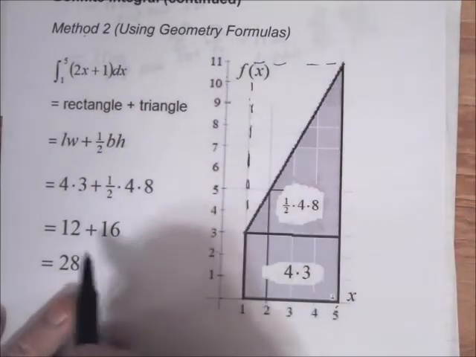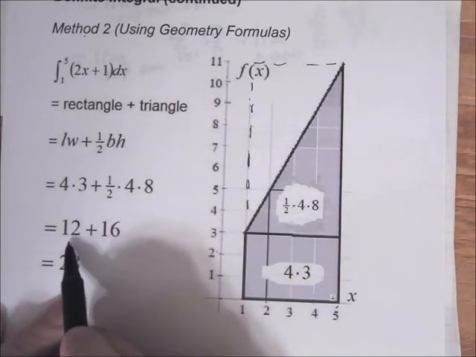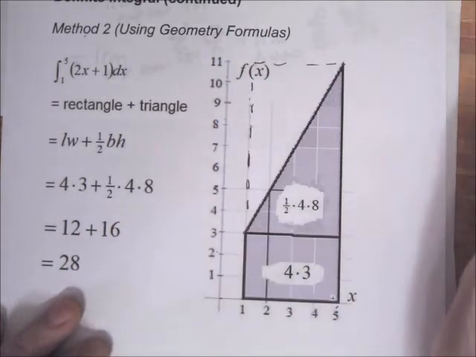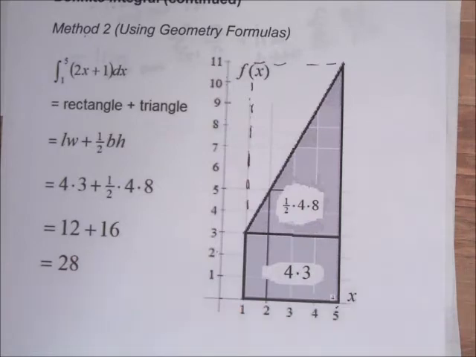So anyway, the area under the triangle is 16. Area under the rectangle is 12. 12 plus 16 is 28. So for this particular function, because it's just a straight line, you could use the basic geometry for it.